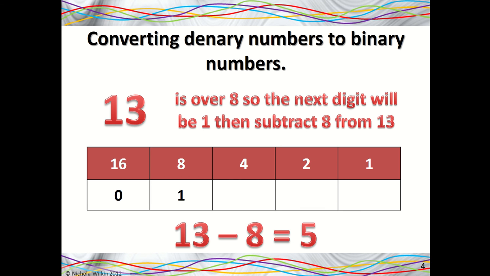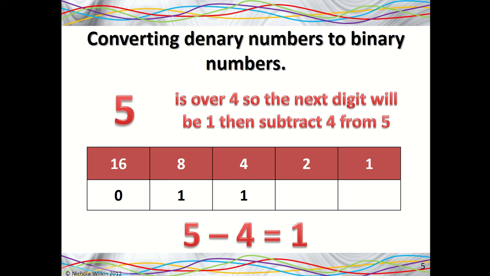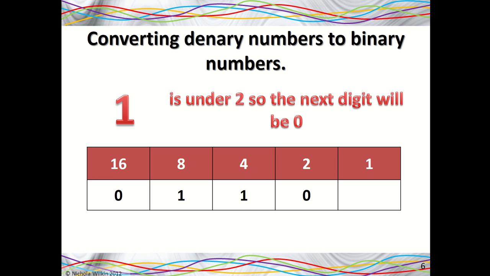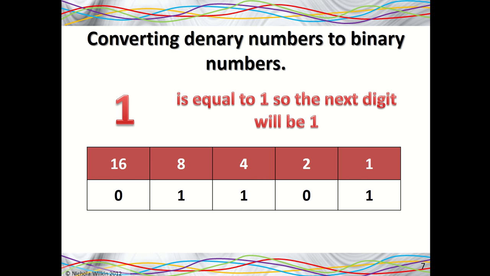Now we have to take away the 8 we've just used from the 13 to give us 5. 13 minus 8 equals 5, so we have 5 left. So 4 goes into 5 once, so we put a 1 underneath the 4. Now we're left with 5 minus 4 equals 1. So we know 2 does not go into 1, so it's 0. And then we're left with 1, so put a 1 in the last column.